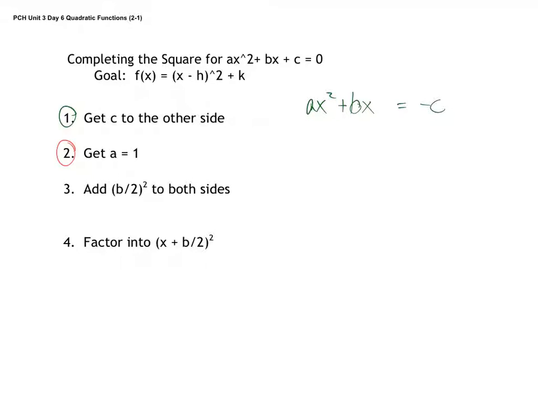We know a doesn't equal 0 because we're dealing with a quadratic. So you could do it either way. We'll do it this way for our purpose at this point. So we divide everything by a, and now we're left with the a's canceling out. So we have a 1x squared, which is what we wanted, plus b over a x equals negative c over a.